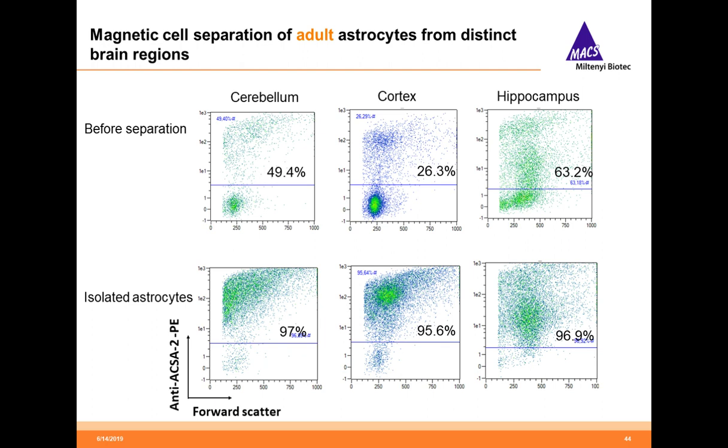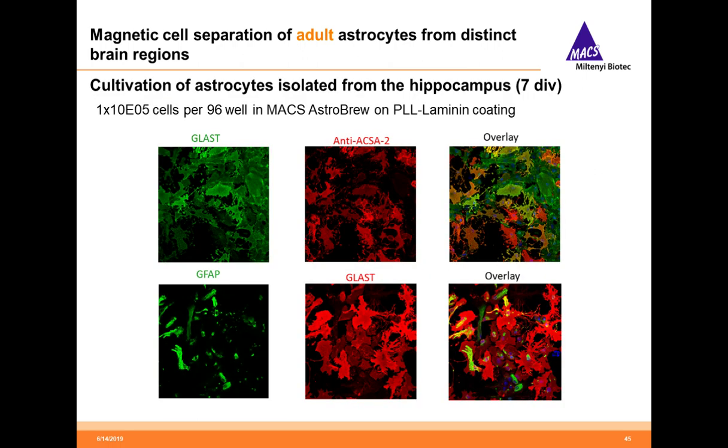We can also separate astrocytes by magnetic cell separation from distinct brain regions of adult brain. Here an example for a separation from cerebellum, cortex, and hippocampus is shown. And you see that in all cases, the astrocytes were enriched to a high percentage of 95 to 97%. So this also works nicely.